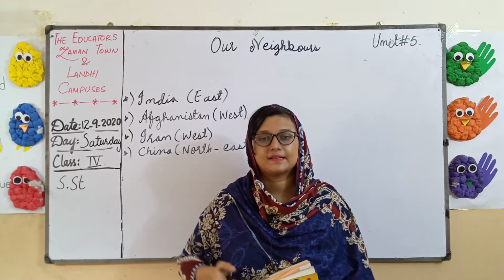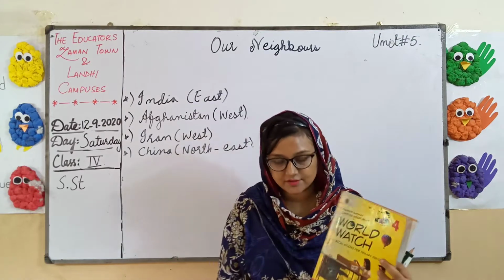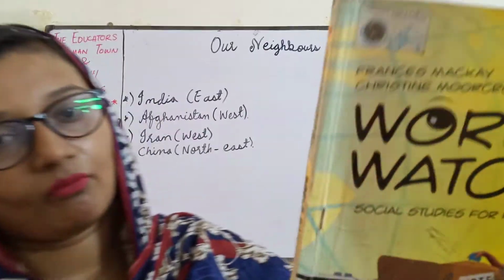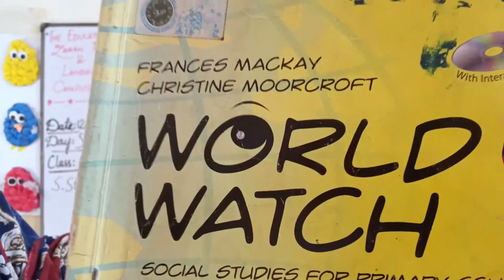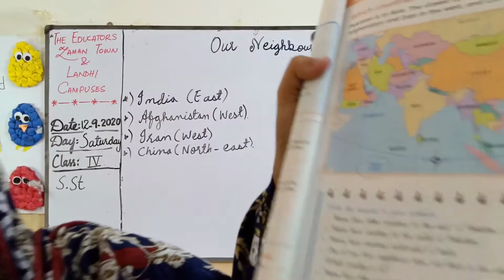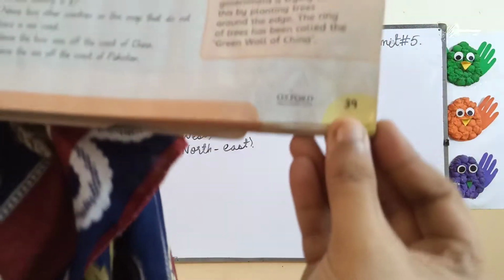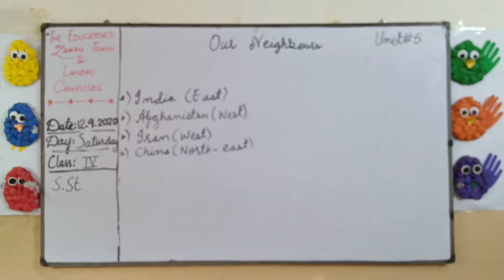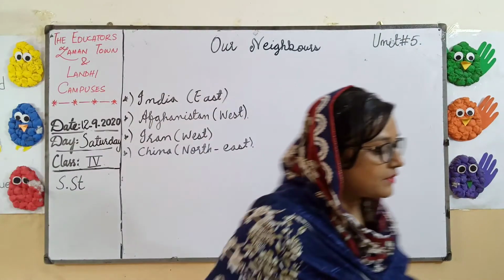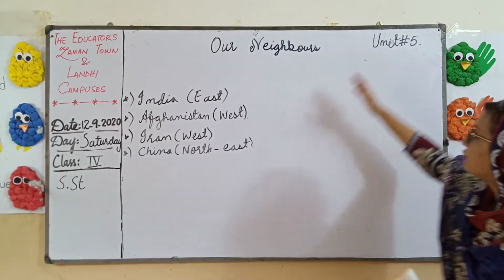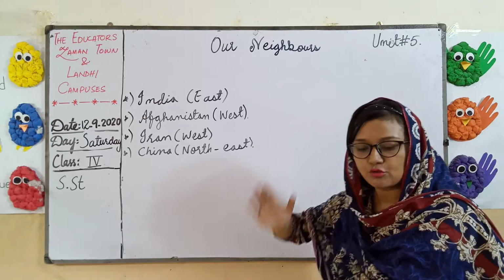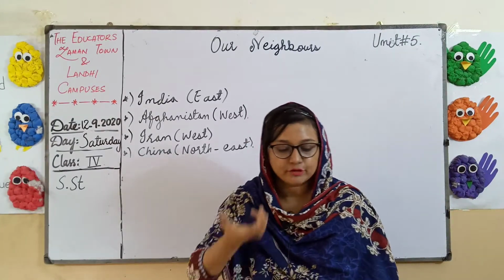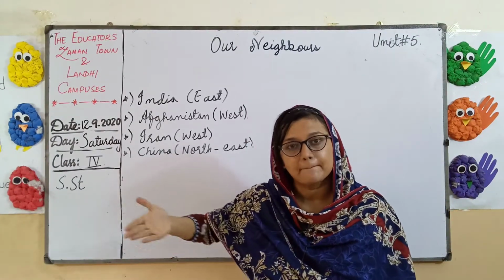Today is your SST class and this is your SST reading book. Open the page number 39. Page number 39, and today we are going to read a new lesson, Unit 5, Our Neighbors. So first, the question we have: which countries have a border with Pakistan?